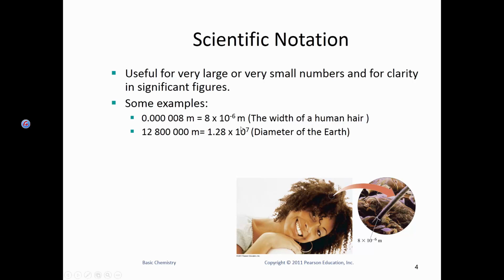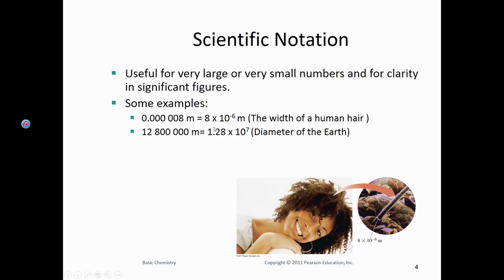For example, the width of a human hair is 0.000008 meters. Now, if you needed to write that down, it would be possibly difficult to remember how many zeros you had. So we instead write it like this: 8 times 10 to the minus 6 meters. So that's another way to write that, where we don't have to count the zeros, we just have to get these numbers right.